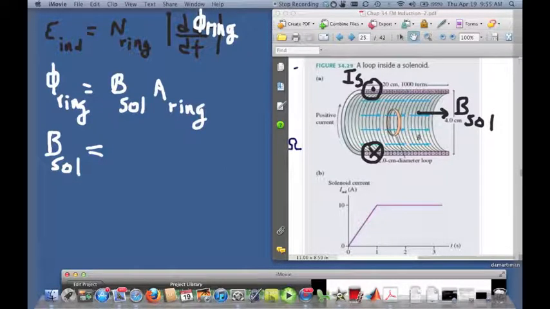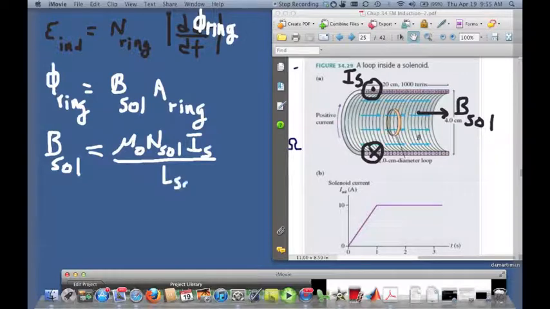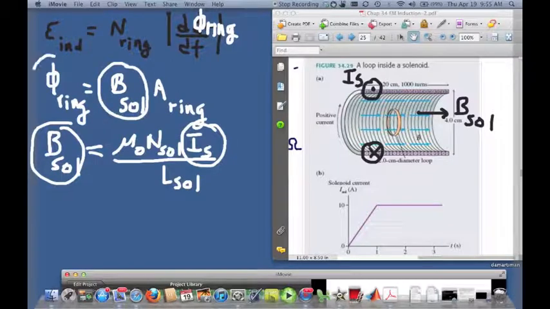So that equation turns out to be this: B = μ0 N I / L, where μ0 is the permeability constant, N is the number of turns of the solenoid, I is the current that goes through the solenoid, divided by the length of the solenoid. Okay? So if the current grows, the magnetic field of the solenoid grows. If the magnetic field of the solenoid grows, the flux going through the ring is going to grow also. If the flux grows, there will be an induced EMF in the ring. So that's the logic for this problem.